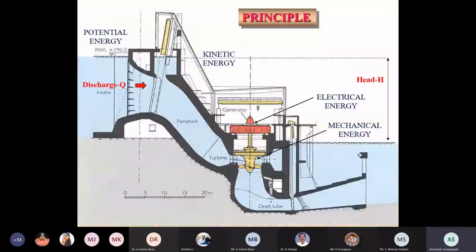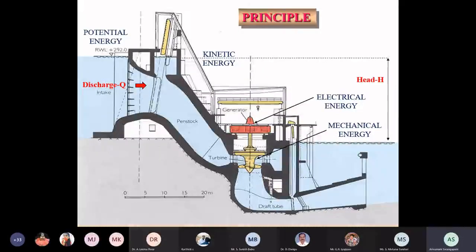Next we will go to the principle of hydropower engineering. What you are seeing on the screen is a small section of a project, a schematic from dam to powerhouse. It is a simple way to explain hydropower engineering. It is basic physics: potential energy is converted into kinetic, from kinetic to mechanical, and from mechanical to electrical energy. The water is stored in a dam, a weir, a barrage, or maybe a pond or a tank.